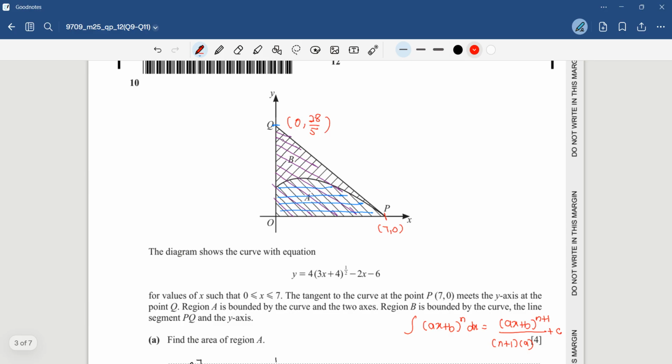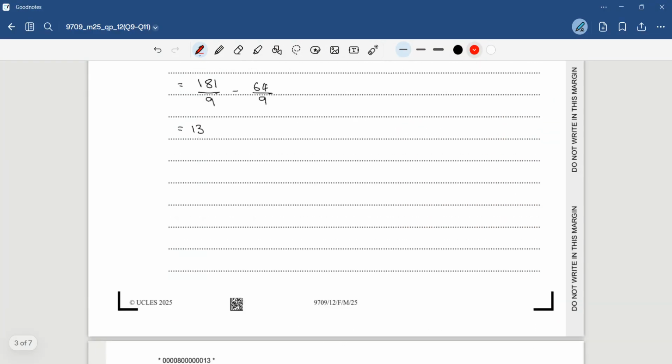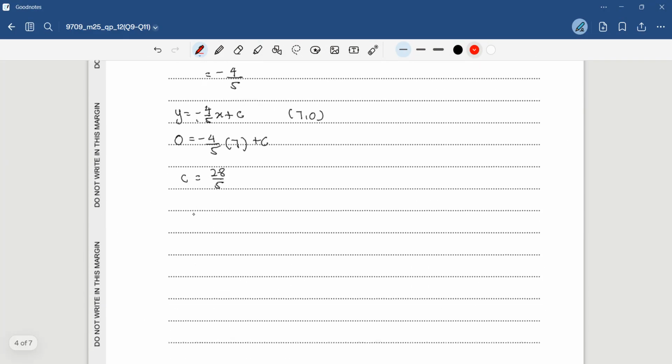Okay, so now you can see this is a right angle triangle. This is a right angle triangle where this distance is 28 over 5, the length, and here is 7. So you can use the triangle formula. So it's going to be the area of the triangle.